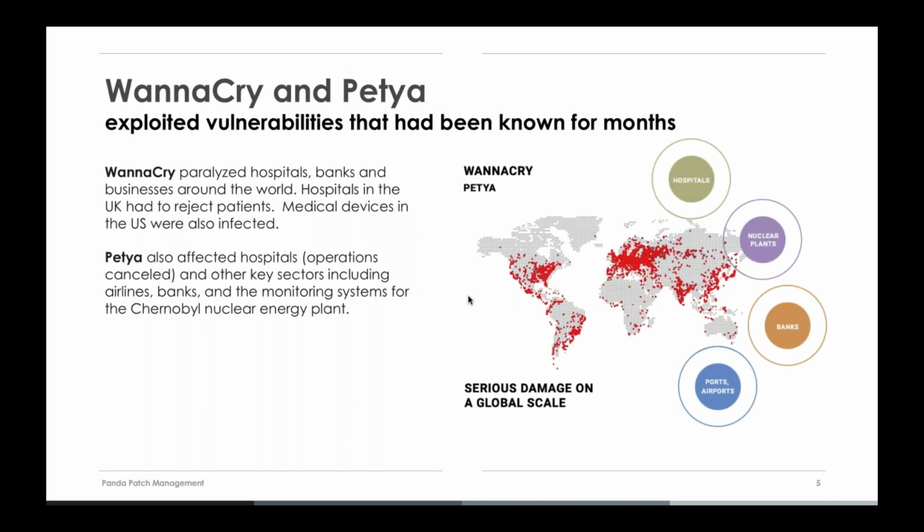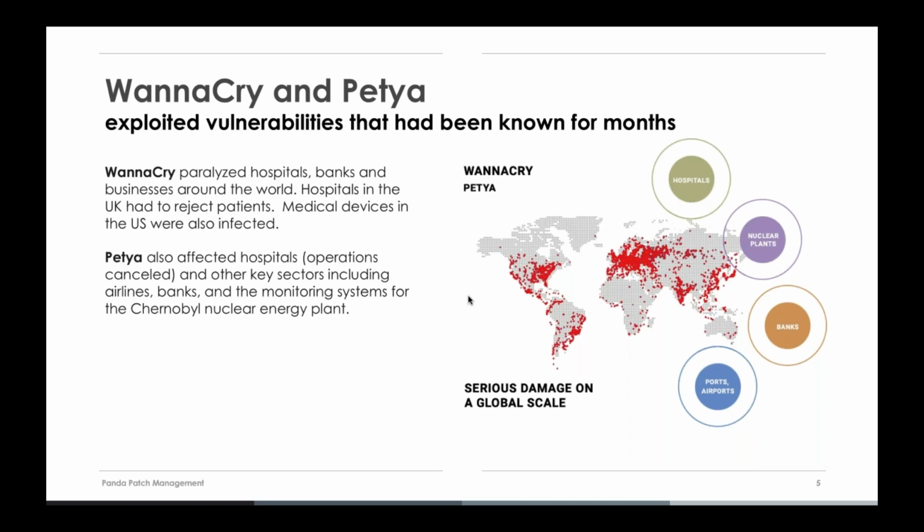Two very good examples of what we talked about, especially when we go back to that statistic of 80% of attacks happening because of vulnerabilities with existing patches: WannaCry and Petya. They exploited vulnerabilities that had been known for months. WannaCry paralyzed hospitals. Emergency rooms had to turn people away. Banks and businesses around the world were affected as well. Hospitals in the UK had to reject patients. We had them here in the US as well, and medical devices in the US were also impacted.